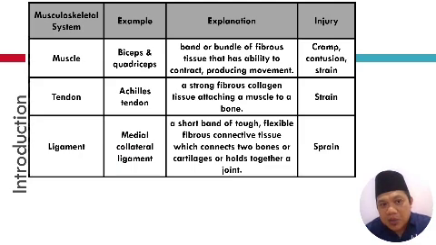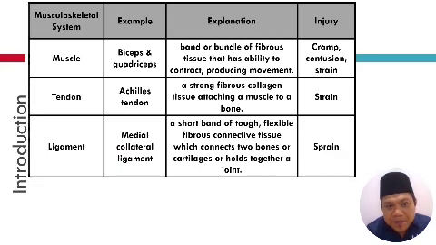Okay, now we are going to proceed with muscle. For muscle, examples are biceps and quadriceps. As the explanation, a band or bundle of fibrous tissue that has the ability to contract, producing movement. The kind of injury is strain. For tendon, as an example, the Achilles tendon, a strong fibrous collagen tissue attaching a muscle to a bone. So this can lead to strain injury.